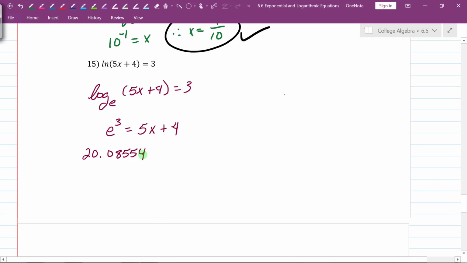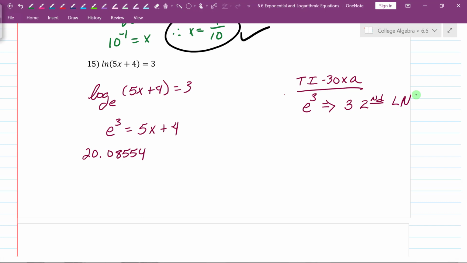So again, on the TI-30XA, e cubed is going to be equal to, you're going to do the following. You're going to put in 3, then you're going to hit your second button, then you're going to hit your LN button. And that's all you have to do. You don't have to hit equals or enter or anything of that nature. And you will see that it gives you 20.08554.